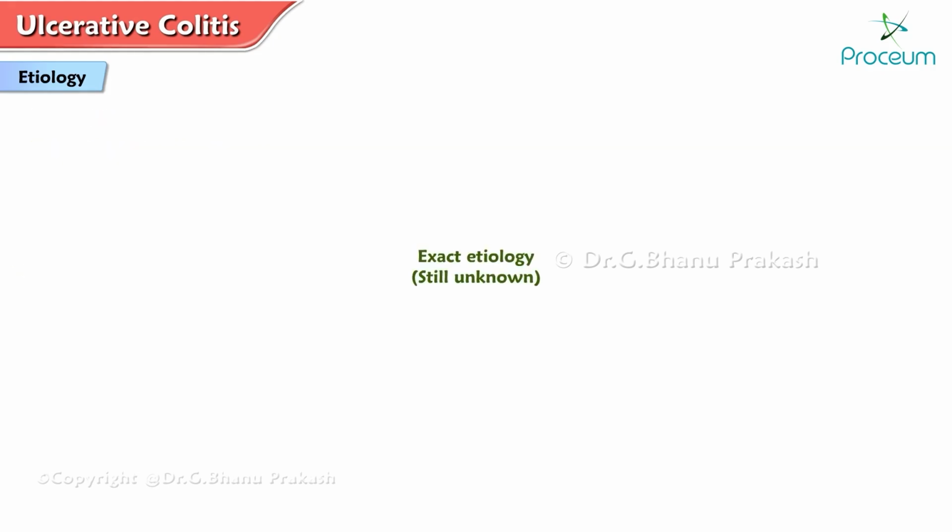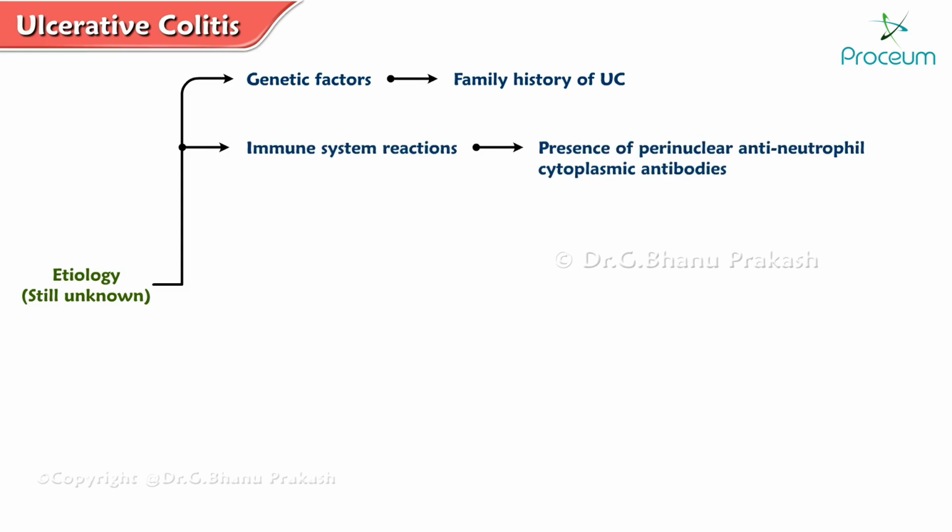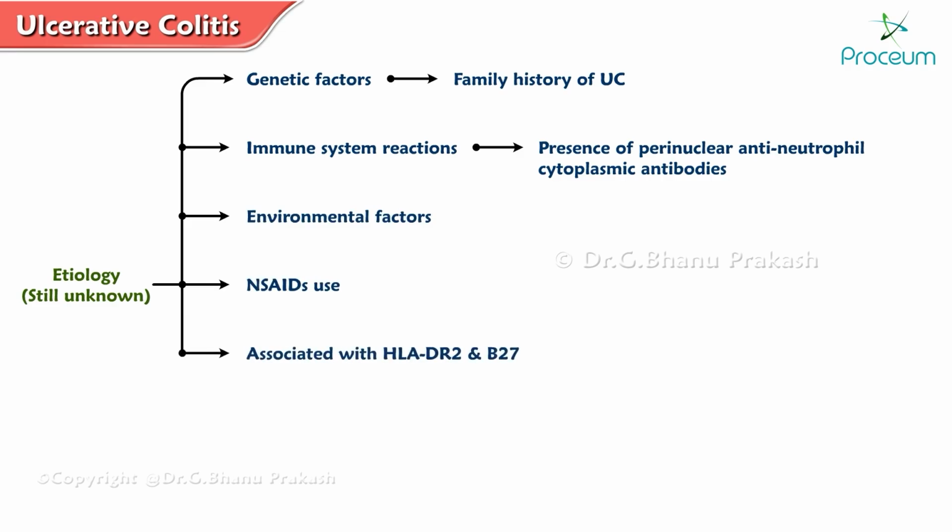The exact etiology of ulcerative colitis is still unknown, but it has been linked to genetic factors, that is, a family history of ulcerative colitis. Immune system reactions, most frequently the presence of perinuclear anti-neutrophil cytoplasmic antibodies. Environmental factors. Non-steroidal anti-inflammatory drug use, associated with HLA-DR2 and HLA-B27. Interleukin-10 gene polymorphism is associated with ulcerative colitis. CD4 Th2 cells are also involved.